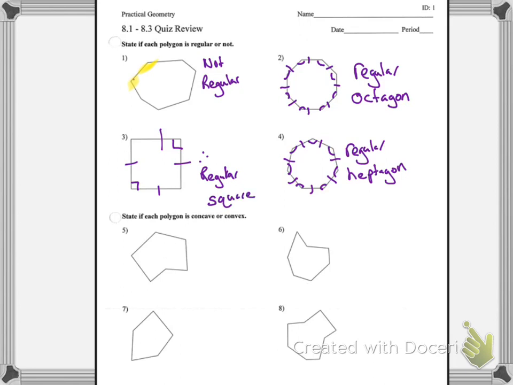Okay, so the next one is state whether these are convex or concave. So remember, for it to be convex, you draw a line and it hits it exactly 2 places. For it to be concave, you can draw a line somewhere in the figure where it's going to hit more than 2 places. So we see here, you draw this line, it hits 1.